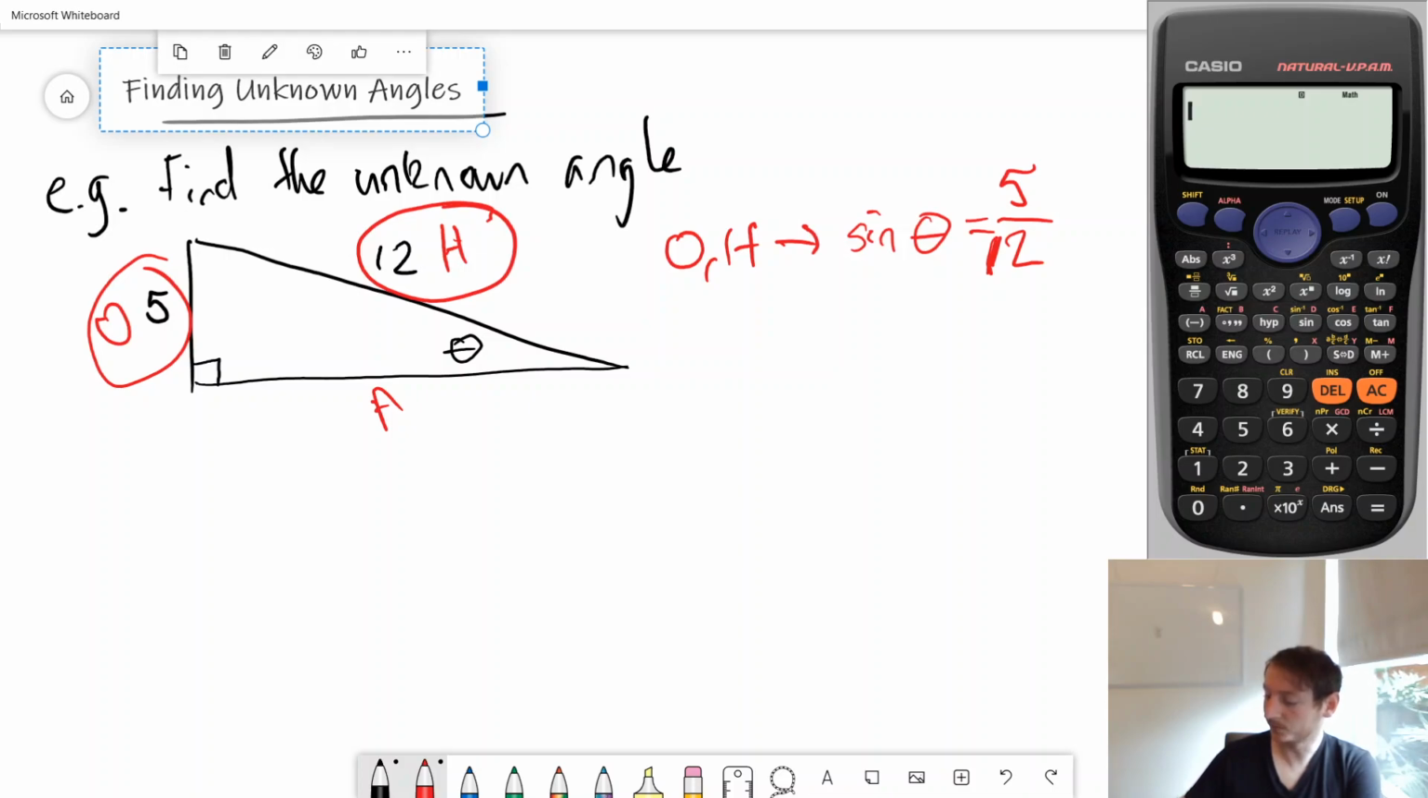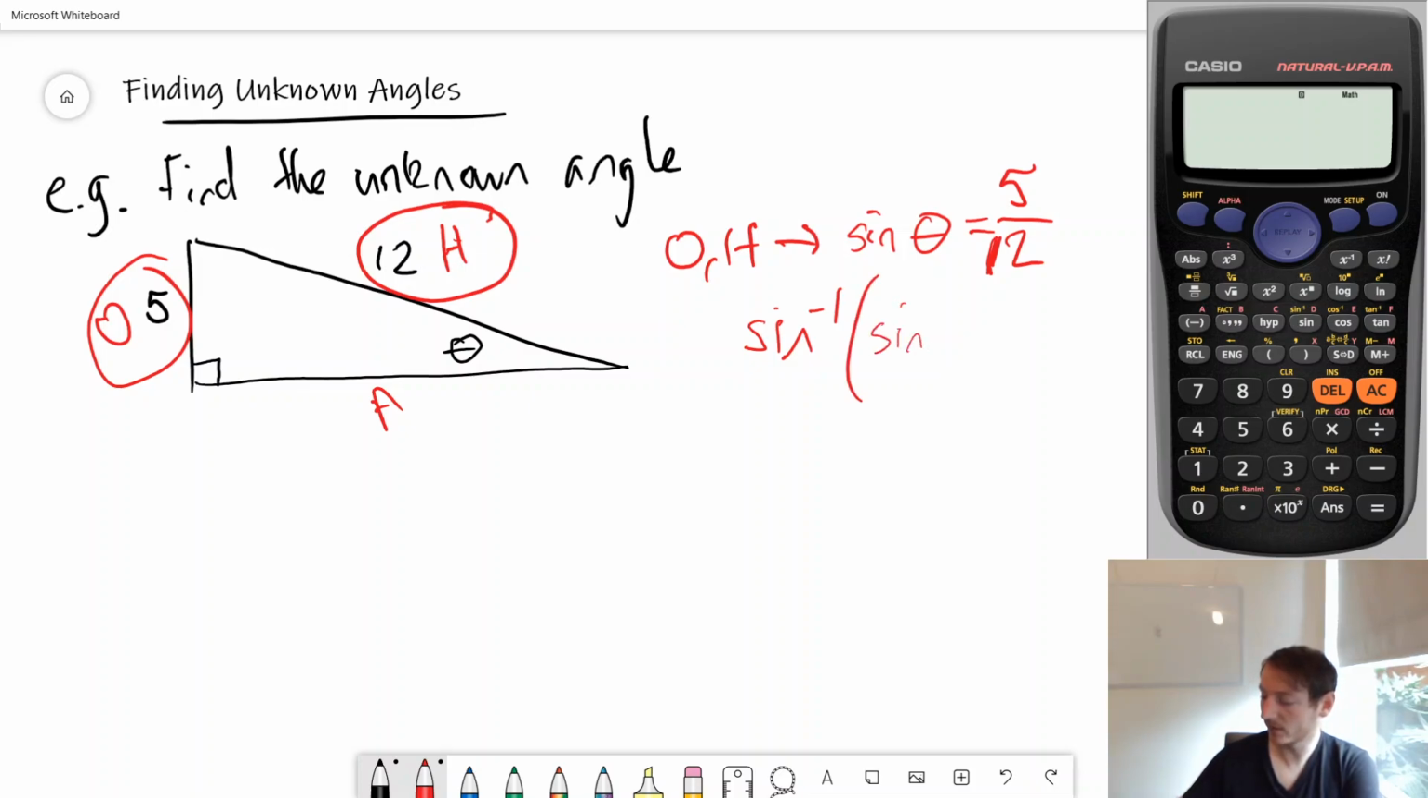What we would do is we would put both sides in its inverse. So we would say inverse sine of sine theta equals inverse sine of 5 over 12. Now, those two things cancel each other out. They're inverses of each other. So we're left with just theta.